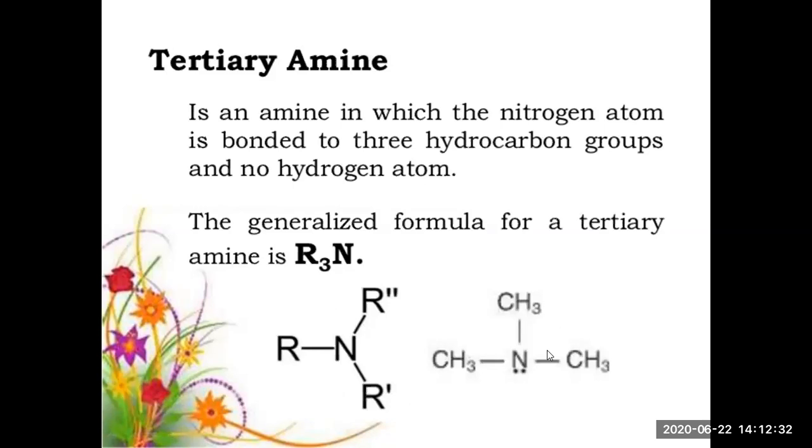The next one is tertiary. A tertiary amine is an amine in which the nitrogen atom is bonded to three hydrocarbon groups and no hydrogen atom. The generalized formula for a tertiary amine is R3N. That's why the three R's are combining with the N. So this is the structure, and here we can see the exact form of the bonding in the amine.